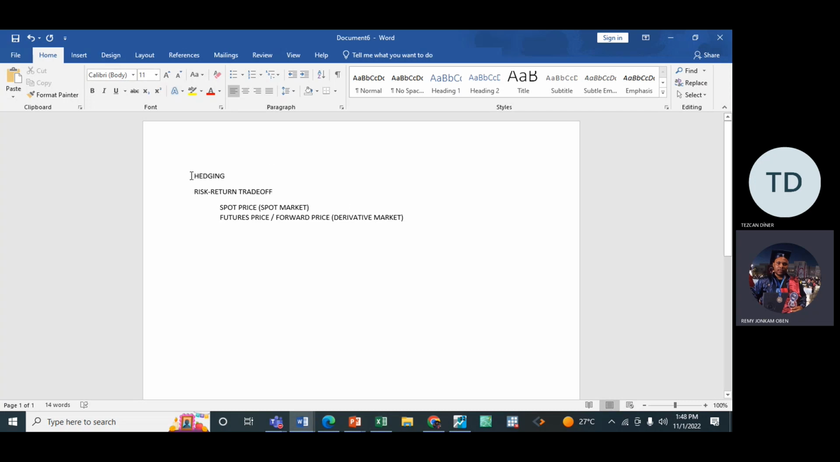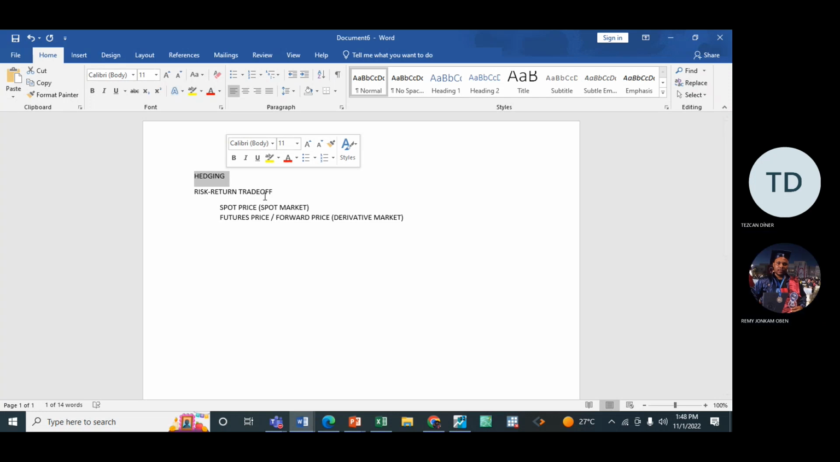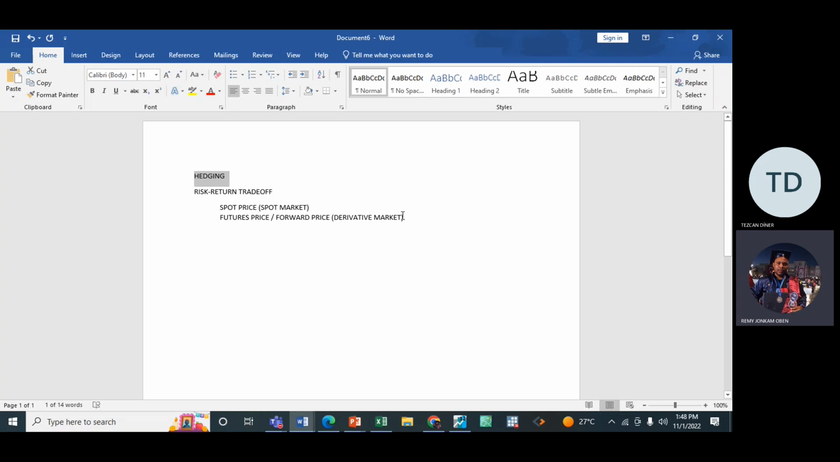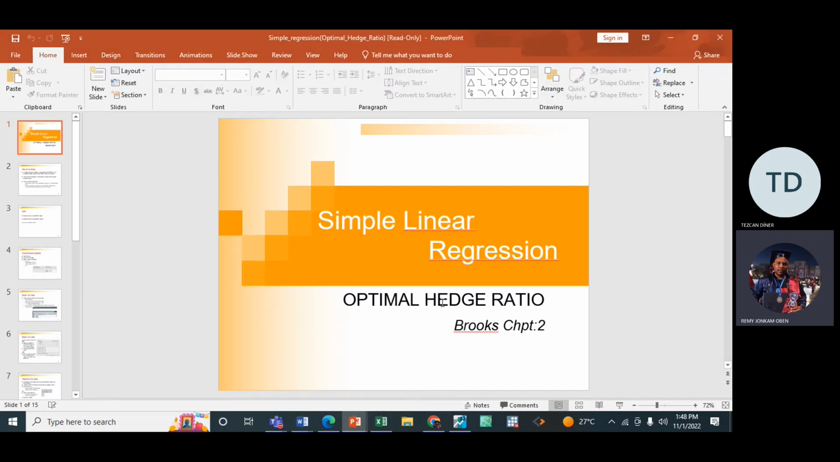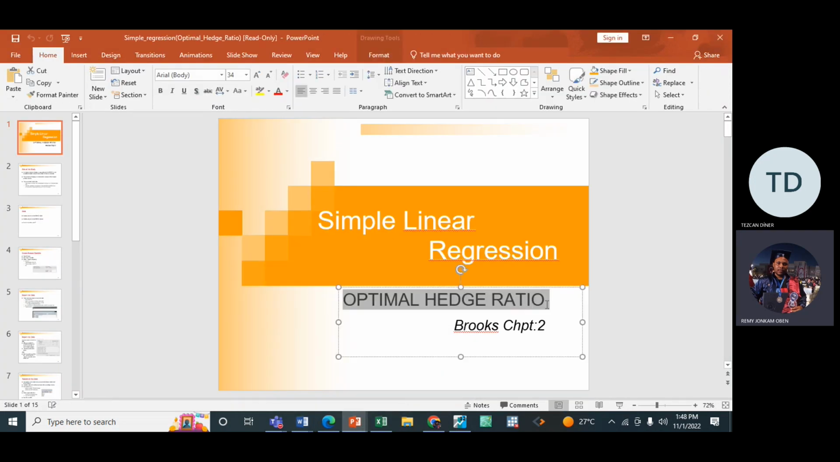Remember I told you hedging is trying to reduce risk. So there is a risk that the price will increase. So we are trying to fix the price now by getting into the derivative market to buy a forward contract or a futures contract, whatever, is some kind of hedging. So we are going to see how we can use simple regression to apply these kind of things. Okay, I have some slides here. So you see optimal hedge ratio.